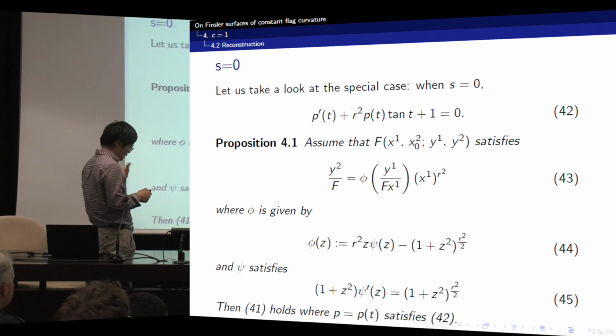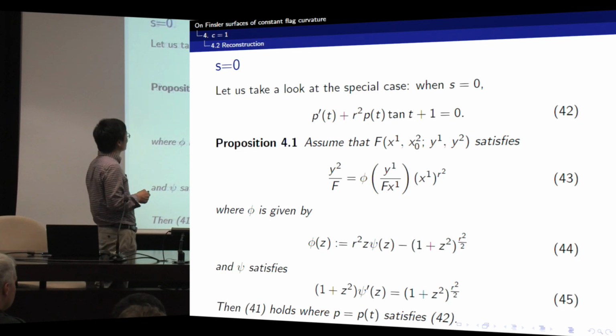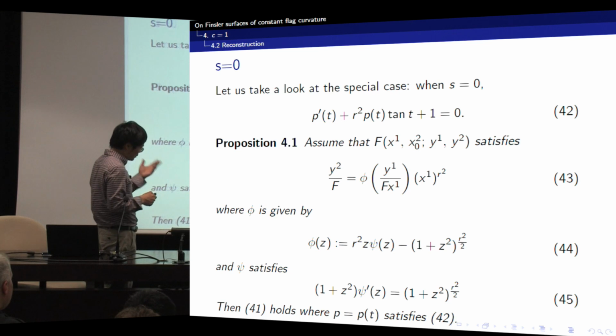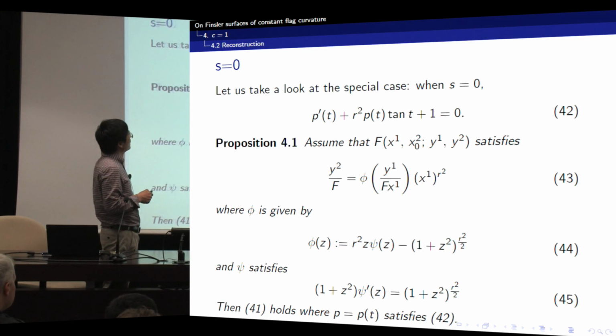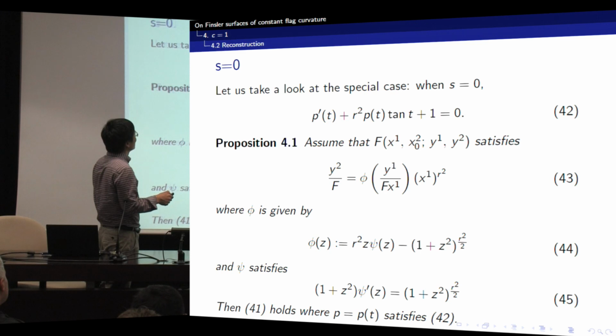So now we consider a simple and interesting case: S equal to 0. In the general case, it is very difficult to solve this ordinary differential equation. In the simple case, if S equal to 0, we can solve this ordinary differential equation. Let us take a look at the special case when S is equal to 0. Then the ordinary differential equation simplifies to this one.